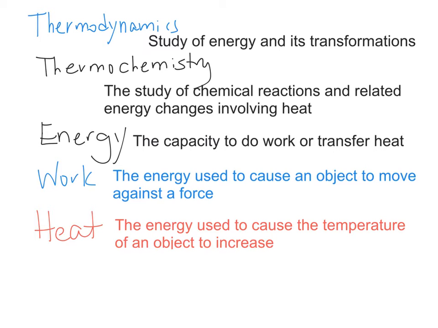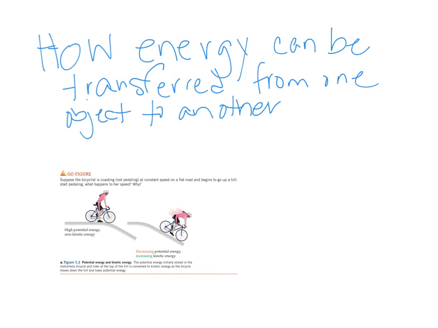So now we're going to talk about how energy can be transferred from one object to another. And we're going to talk about two ways energy can be transferred. So when we talk about how energy can be transferred, we're going to talk about two types of energy. And the first one is going to be called kinetic. This is a K. Okay, kinetic energy. And kinetic means motion. And so this is energy of motion.